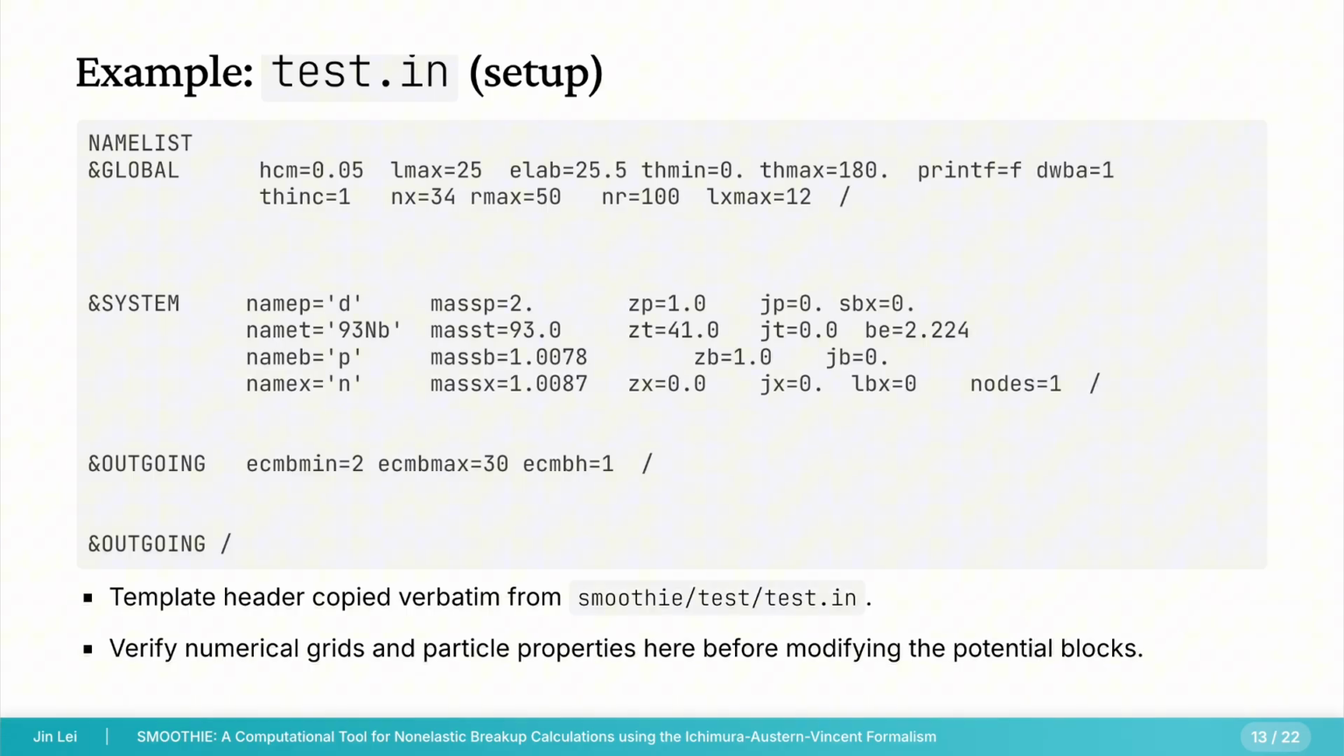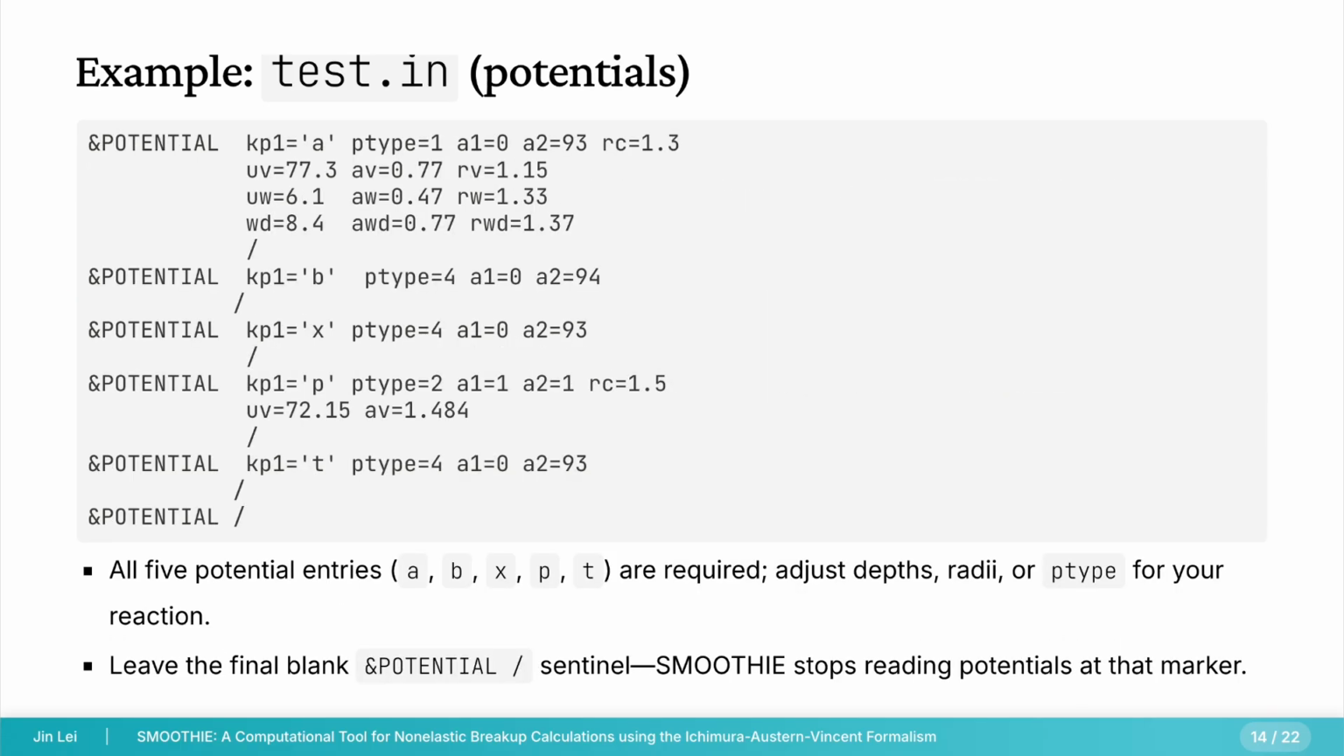In potential, KP1 identifies the channel: projectile, detected fragment, unobserved fragment, bound pair, or target. P-type selects the optical model family, and the subsequent symbols such as UV, AV, and RV, or UW, AW, and RW, and the Coulomb radius, RC, are the standard depth, diffuseness, and radius parameters defined by that model. The second half of the example highlights the 5 required potential blocks exactly as they appear on the slide: KP1 equals Z, KP1 equals B, KP1 equals X, KP1 equals P, and KP1 equals T.